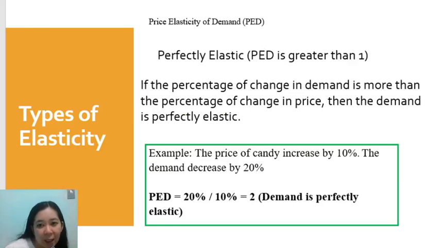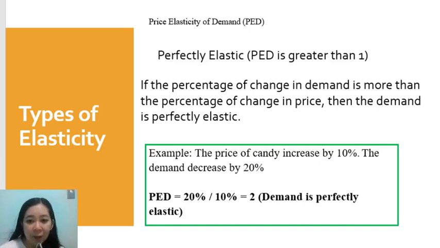So next, what about if our price elasticity of demand is greater than 1? What will happen? If the percentage change in demand is more than the percentage change in price, then it is said to be perfectly elastic. So we will use this example to illustrate.